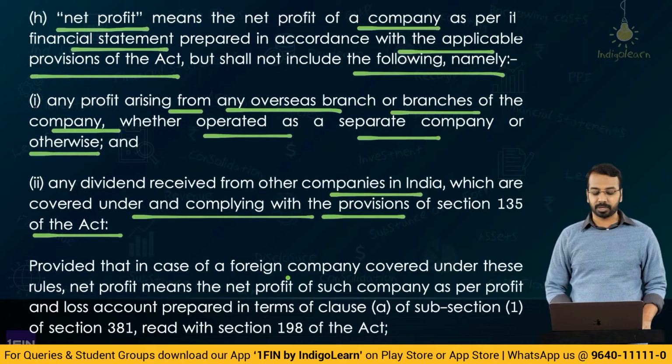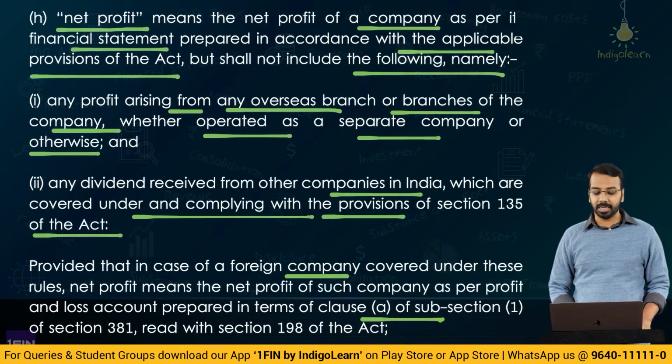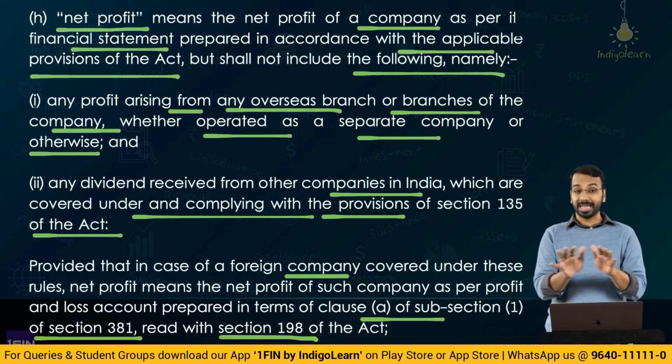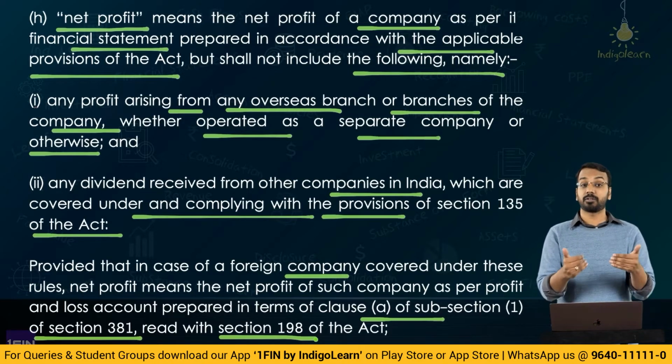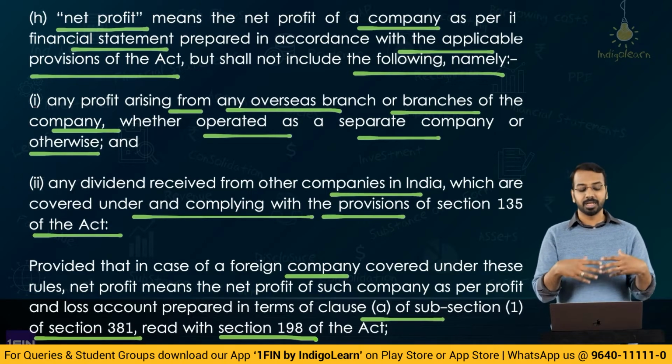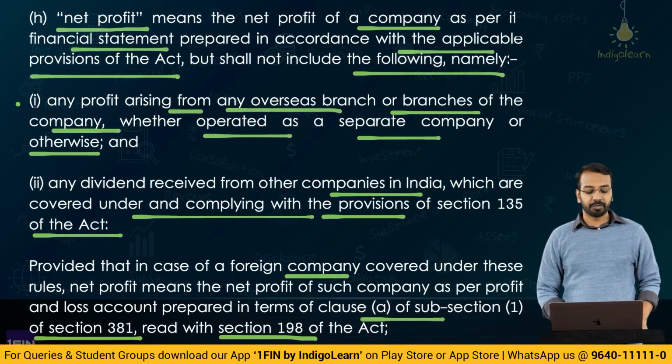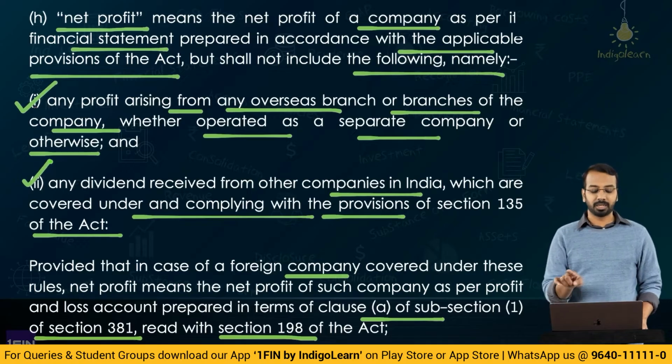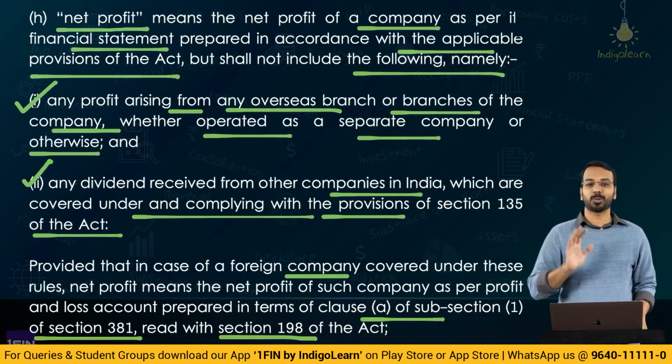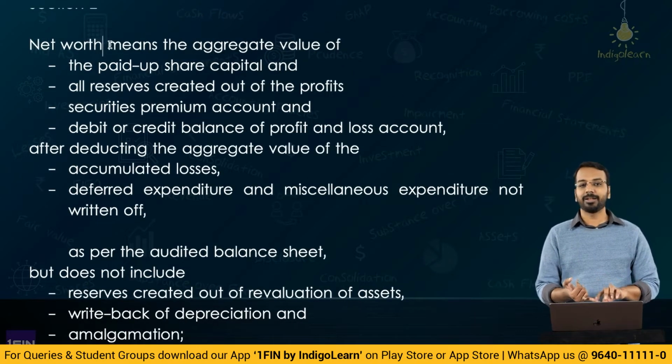And also, in case of a foreign company which are covered under these rules, net profit means net profit of such company as per profit and loss account prepared in terms of clause A of subsection 1 of section 381 read with section 198. So, you have to refer to section 381 and 198 to determine the profits for a foreign company, which are not much relevant as far as our calculations and exams are concerned. But two things you have to remember: overseas branch profit and dividend from companies which are covered under section 135, those two will be excluded. So, we have understood the meaning of net profit.